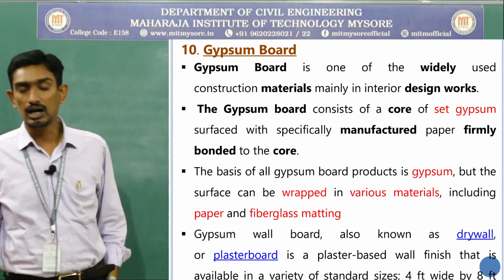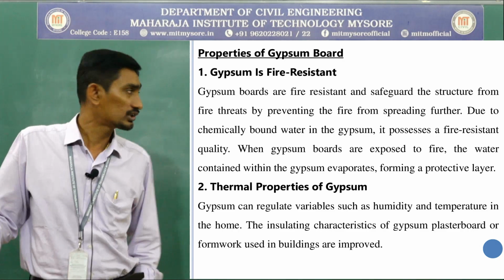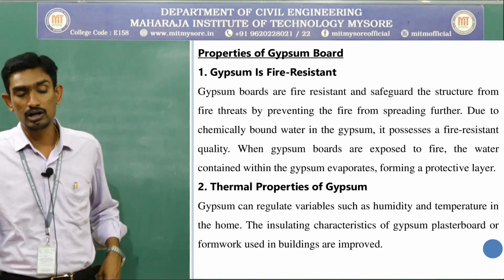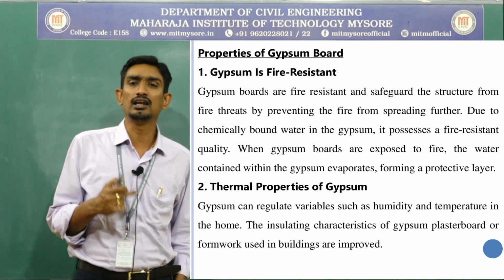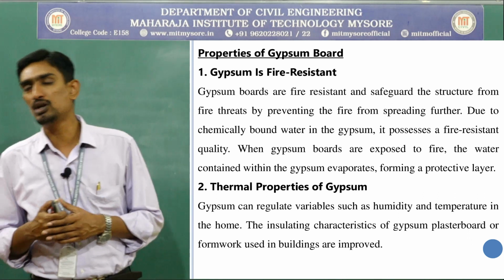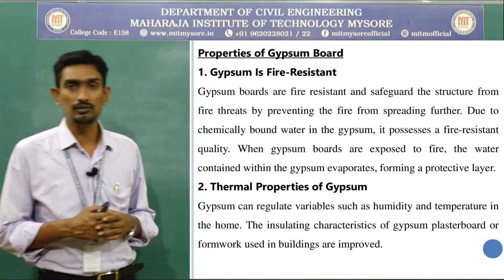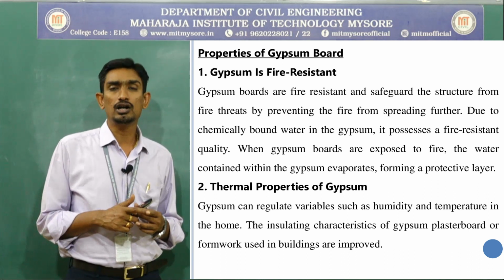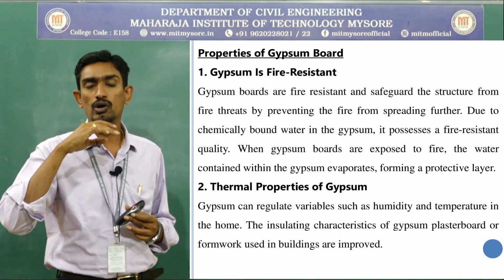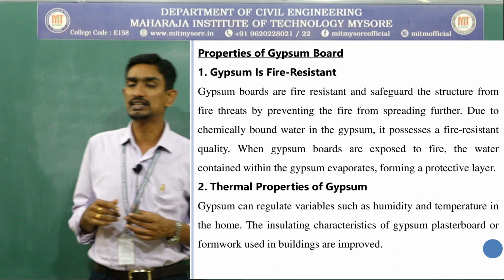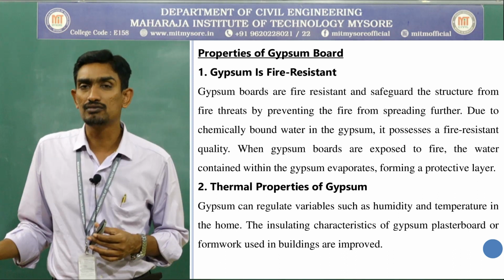Next, what are the properties of gypsum board? Point number 1 is that it is a fire resistant material. People use it in interior false ceilings. It is a very good false ceiling material. On the roof, in order to look aesthetically good inside the building, we use gypsum board as a false ceiling material. That gives a very good look to the interior of the building.